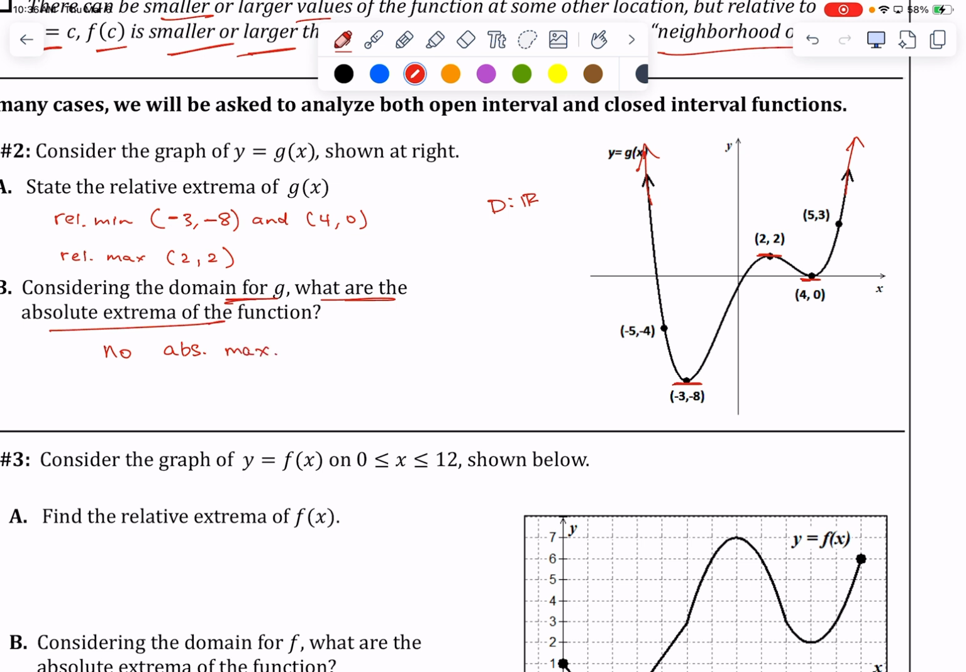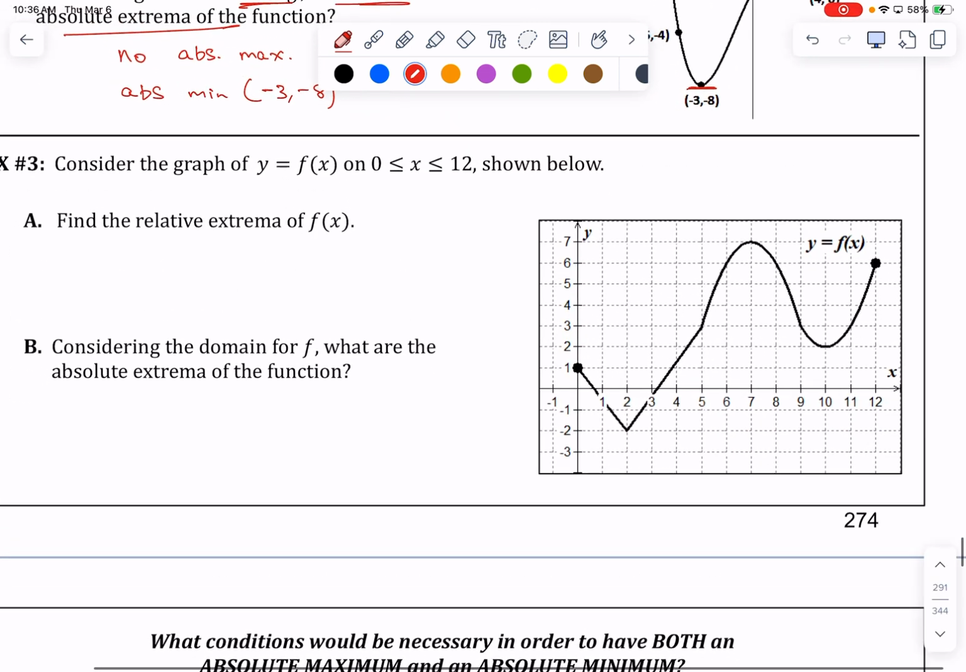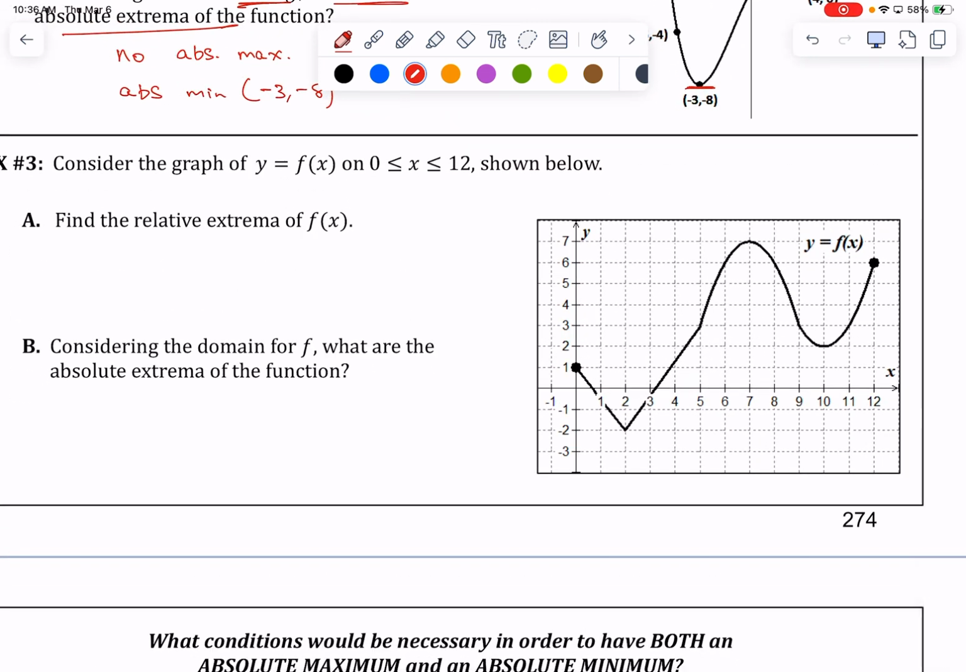So there is no absolute max, which is going to lead us to EVT here in a second. But there is an absolute min. What's the absolute min? -3, because that is the absolute lowest point. So if you have an interval from negative infinity to infinity, are you guaranteed both? No. Could you have both? Maybe, but you're not guaranteed both because the next part is actually going to show you what you need to do to guarantee both, which is going to lead us to EVT.